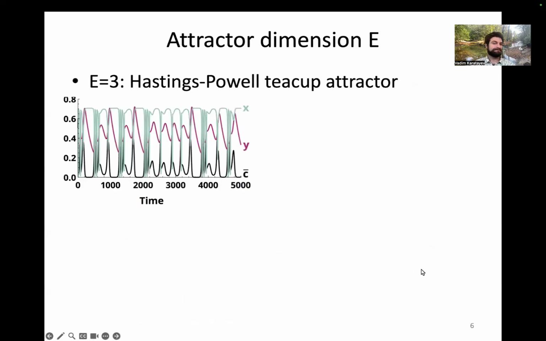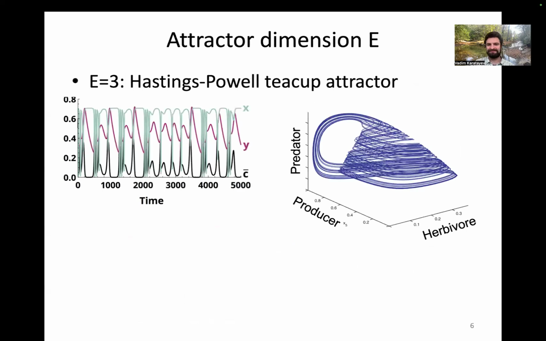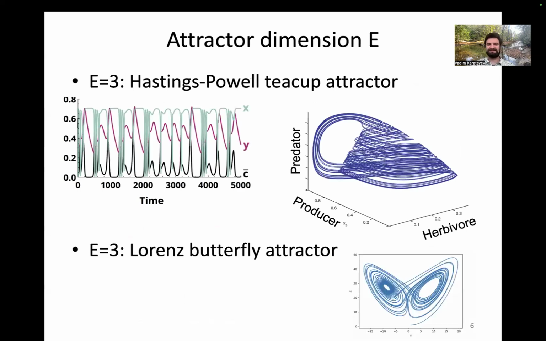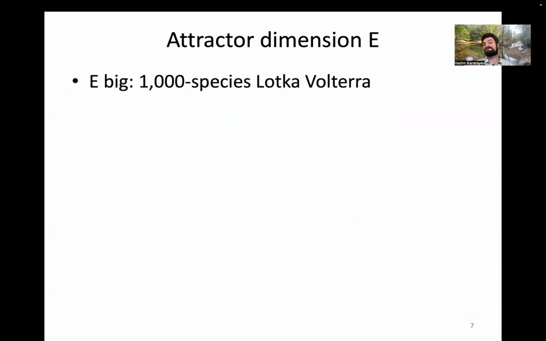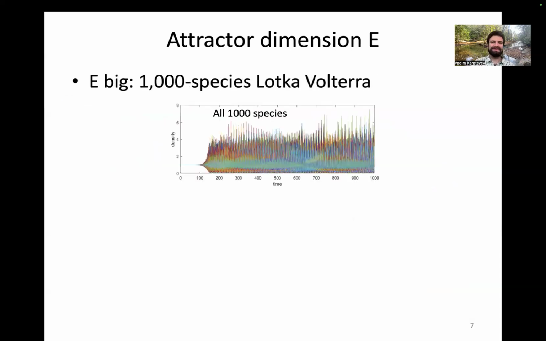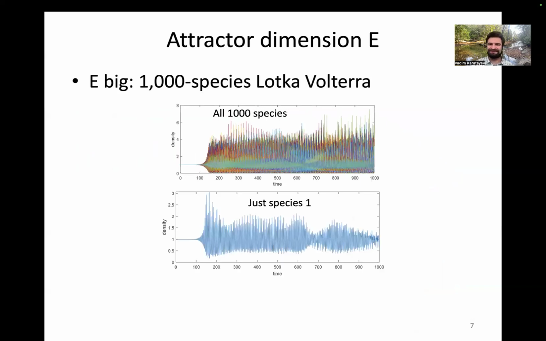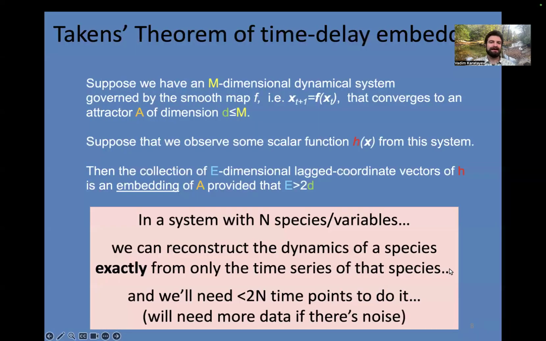Okay, with 3 dimensions, we have things like the food chain model and the teacup attractor, and of course the famous Lorenz butterfly attractor when we're looking at atmospheric dynamics. And then, of course, these things could be quite big. Okay, here's a simulation of a 1,000-species Lotka-Volterra system, and here's what a time series of one of those species looks like. Okay, so our saving grace here, or our approach here, is to use time delay embedding.